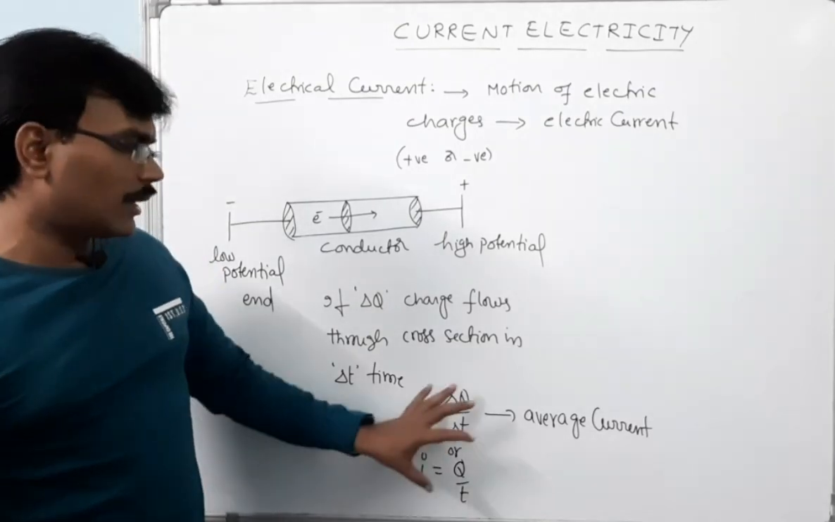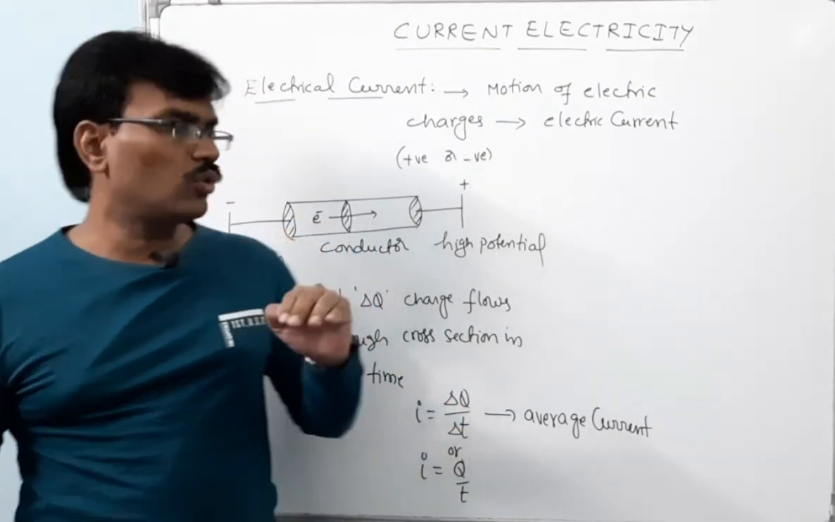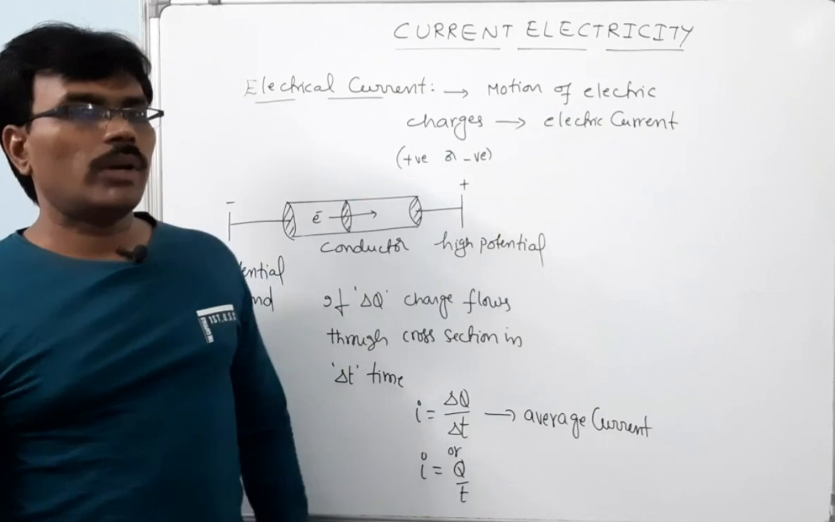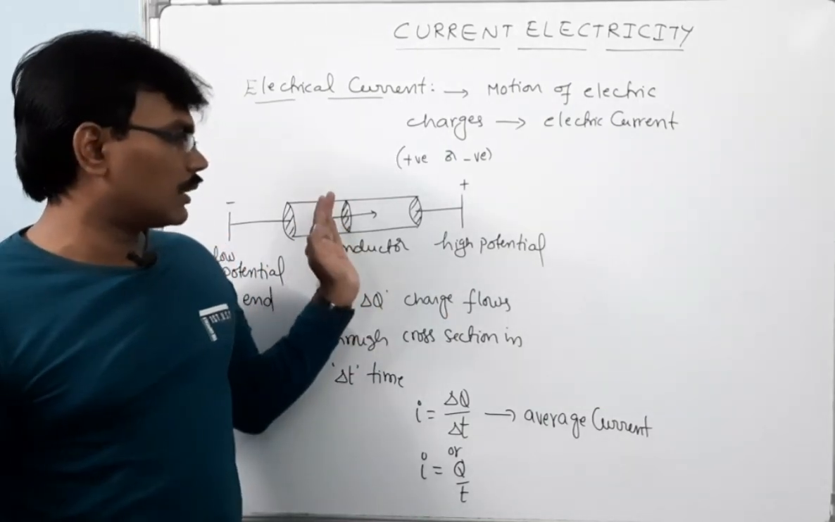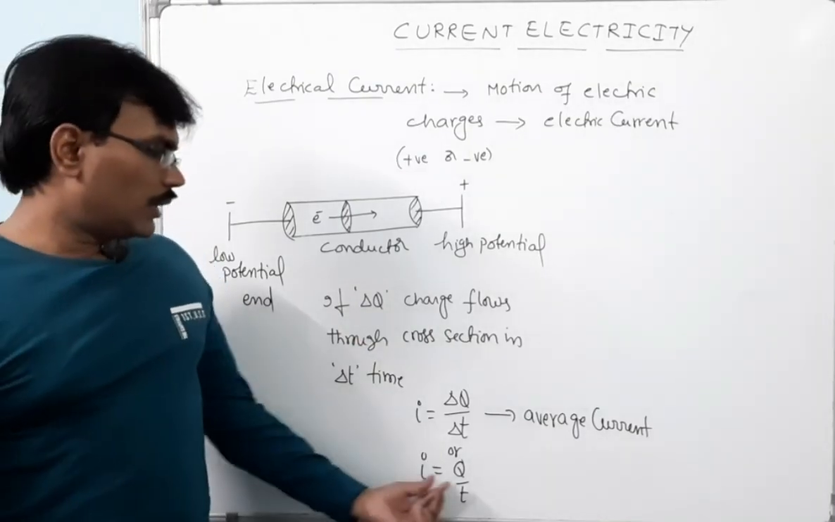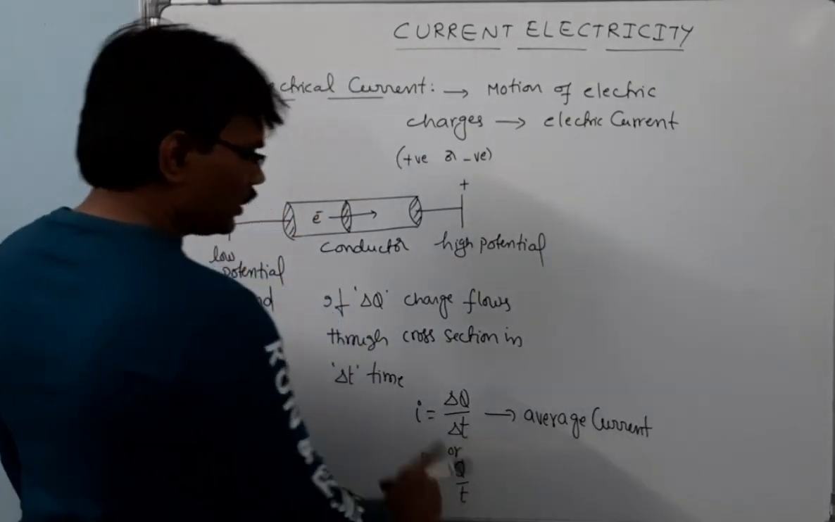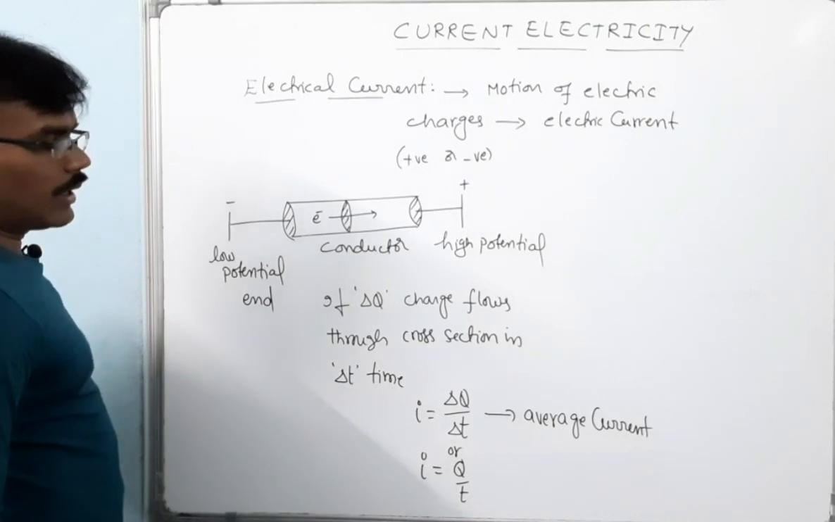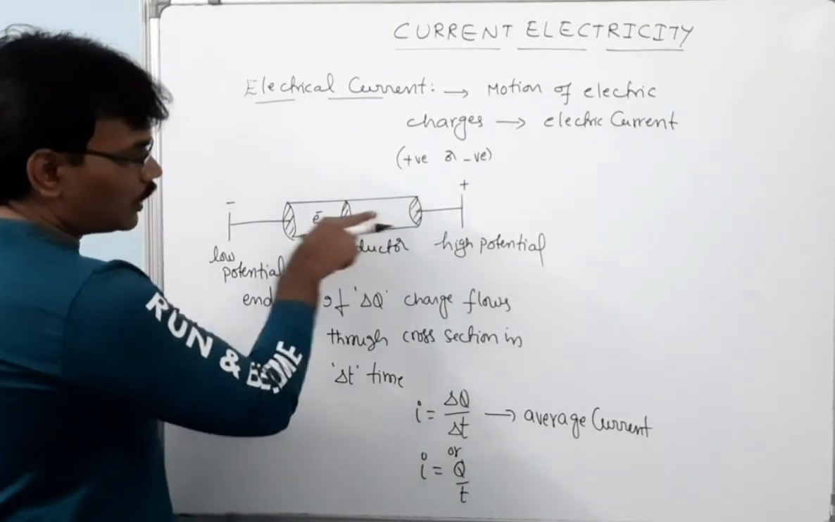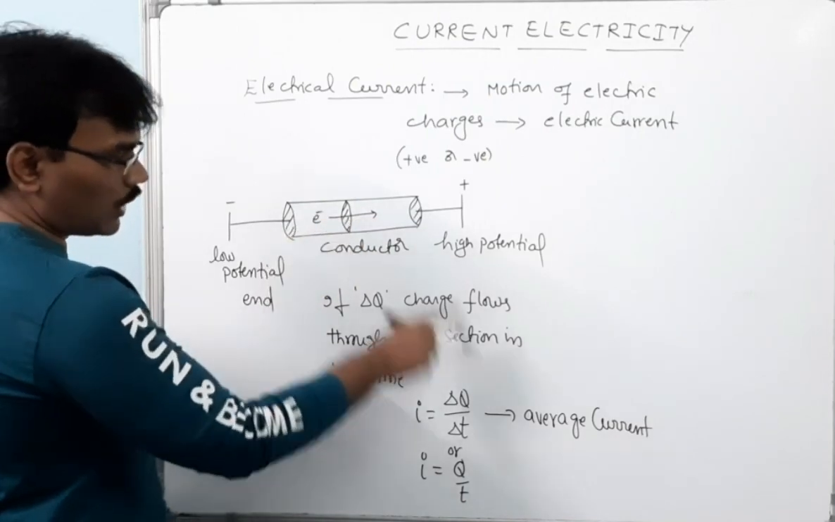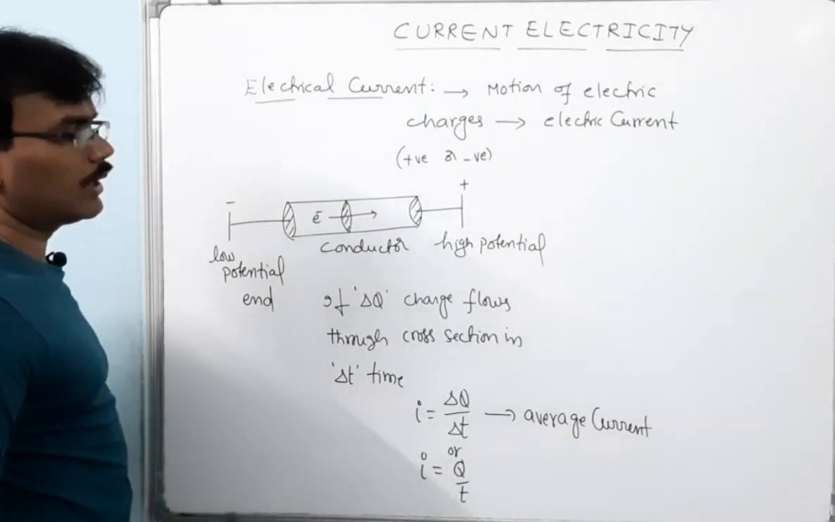So here we are calculating the average current. We are assuming that the charge is going from one end to another end at a constant rate. So the charge crossing a given cross section of the conductor is not changing with respect to time. So total charge upon total time will be taken as the average current. Whenever the charge flowing through a cross section is the same with respect to time, then we use this formula to calculate the electrical current.